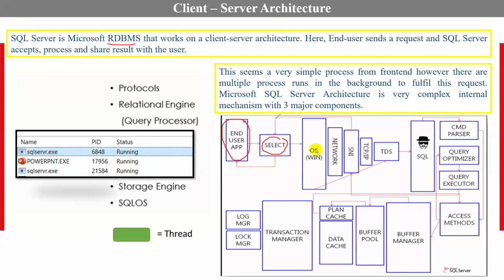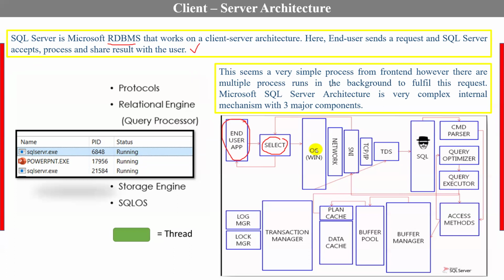So SQL Server follows client server architecture. The end user is nothing but the client, sir. The client sends a request and SQL Server will accept, process, and share the result with the user. A very simple understanding, sir. A client will send a request to the database engine. What will the database engine do? The database engine will accept, process, and provide the result to the user. That is a simple understanding.